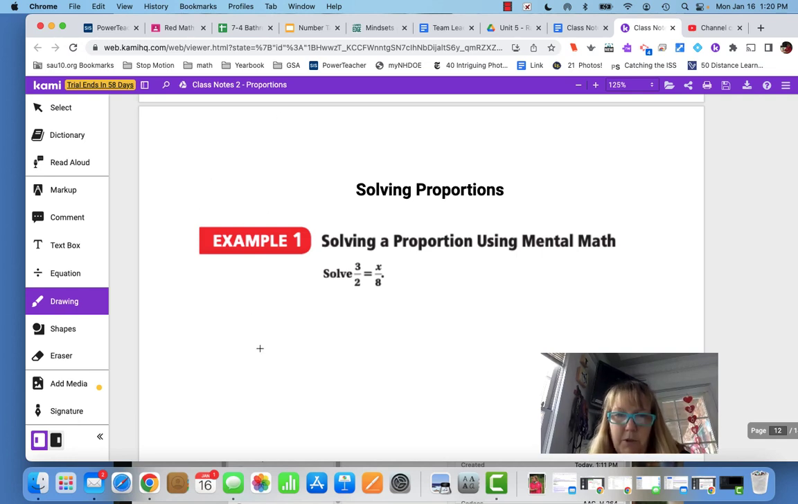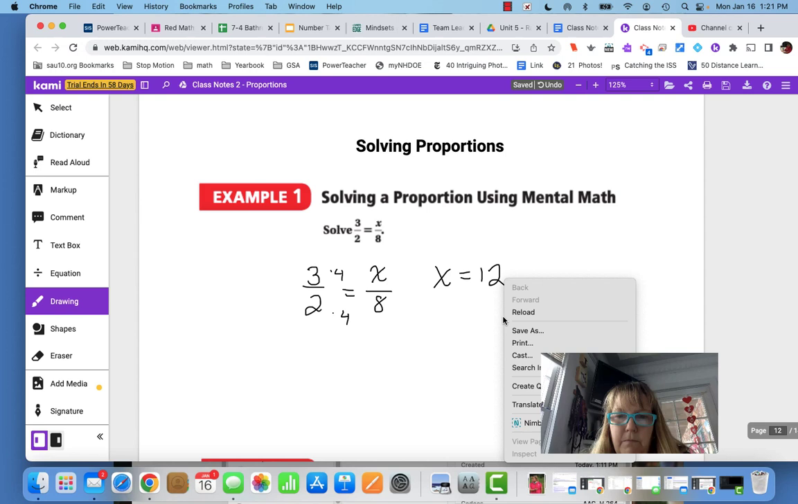So solving a proportion using mental math. If I have 3 halves and it's equal to x over 8, I can inspect this and say, well, I had to multiply 2 by 4 to get to 8, so therefore I have to multiply 3 by 4, and that will give me x is equal to 12. I can just look at it and say, yeah, that's 12.